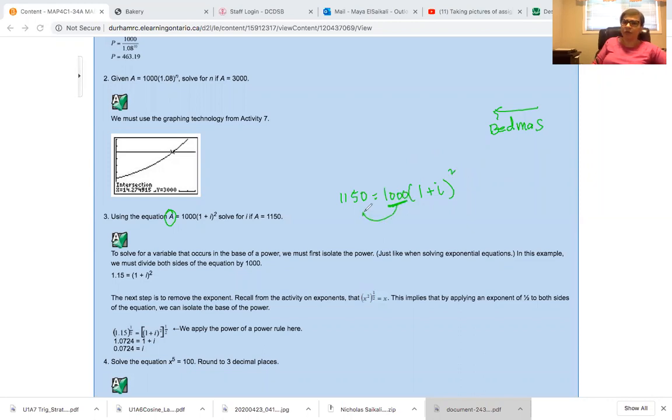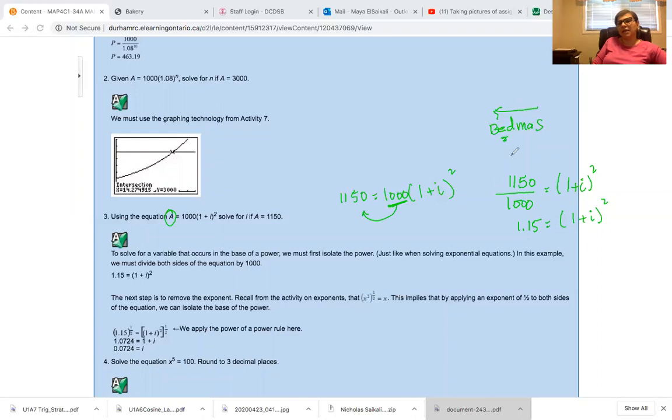So I have to get rid of that. I have to bring it over as a division. So that's going to be 1150 divided by 1,000 equals 1 plus i to the power of 2. If I find the answer for this, that's going to be 1.15 equals 1 plus i to the power of 2.